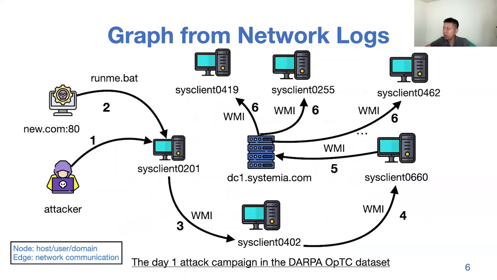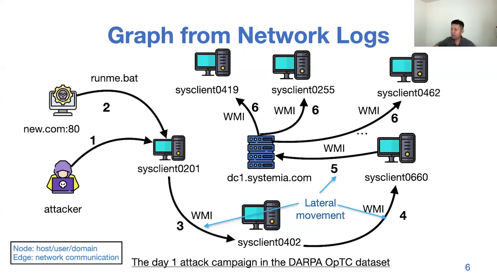We can also do so for the network logs. In that case, we can have the hosts, users, and domain names as the nodes, and then edges as network communications like authentications, net flows, and DNS queries, so we can have a good graph with lots of features on it. And this example is about a simulated attack campaign from the DARPA OPTC datasets. And there are some really interesting graph patterns.